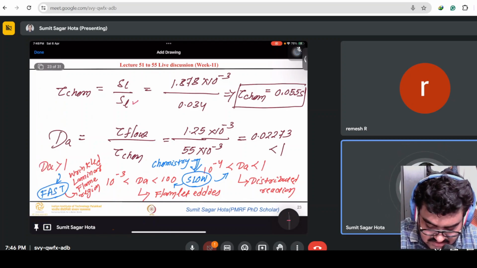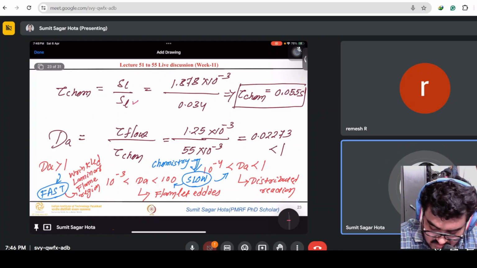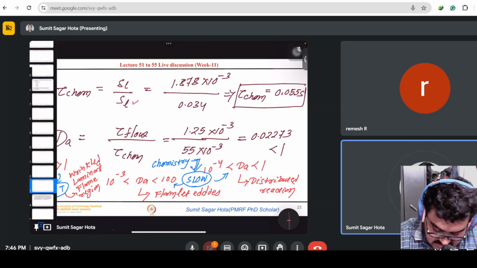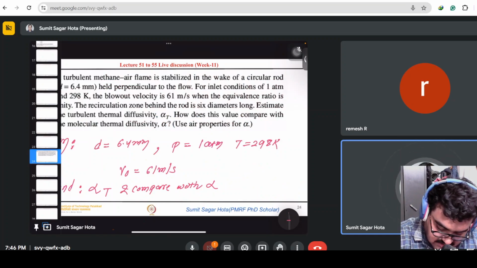Here are some of the 3 conditions. One does not mean that there will be only one condition. So to see the range, 10 to the power minus 4 to dump reaction, and flamelet is 10 to the minus 2 less than 100. And these are all for slow. For the fast, it's the blowout condition, the blowout velocity, circulation behind the rod is this.